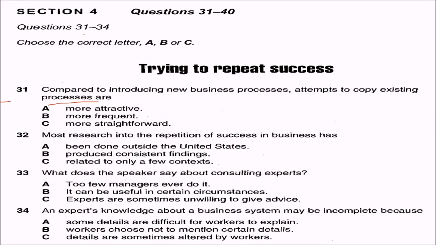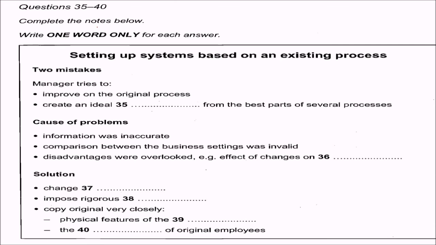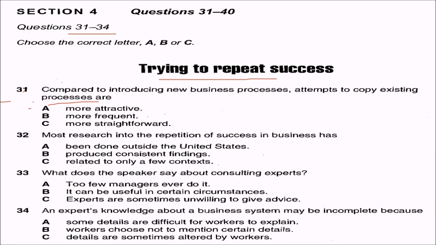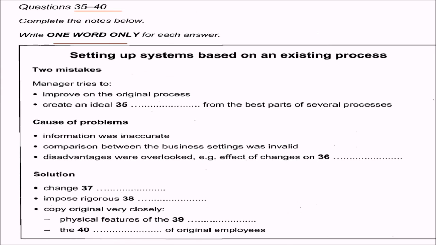So this is what the first content would be. So you have to be very cautious what you choose in these three options. So just listen to the audio script very carefully about trying to repeat success. 31 to 34, and then we'll go to 35 to 40, and that will be other part of the audio script. So this will be 6 questions, only one. Now listen carefully and answer questions 31 to 40.